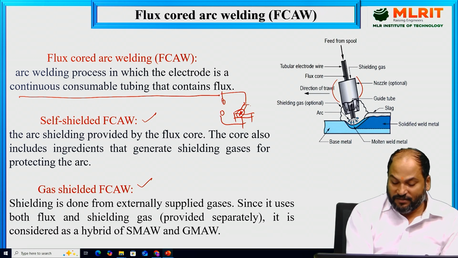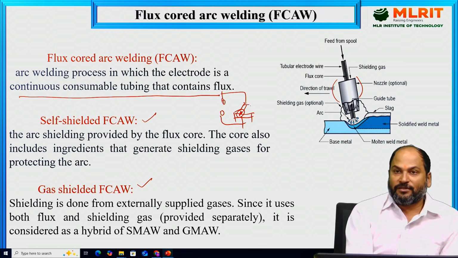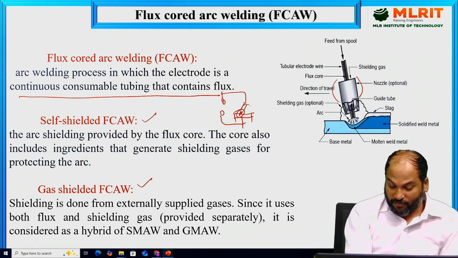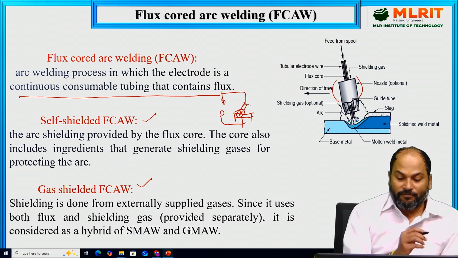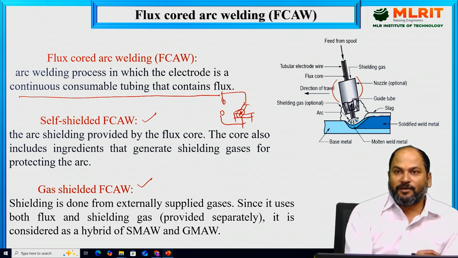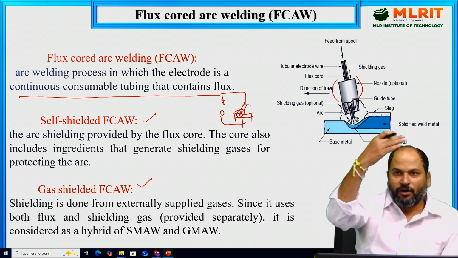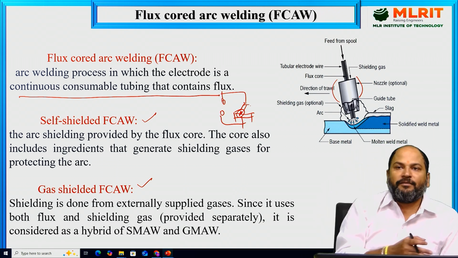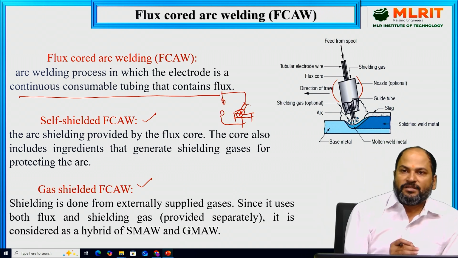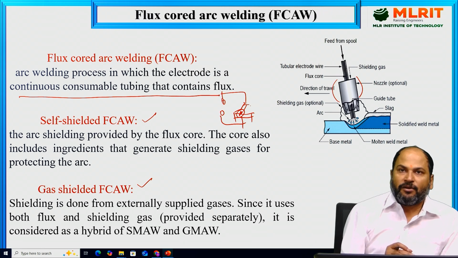It's a very versatile welding process, and it can be used for heavy construction welding. It can be used for manufacturing, and the best advantage of this welding process is that it can be used for all-position welding. All positions means overhead, horizontal, and vertical welding. For all the positions, this process can be used. That is the most important advantage of this process.